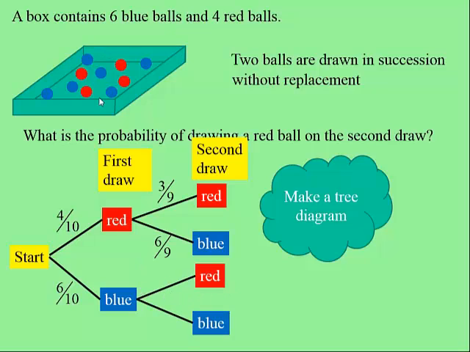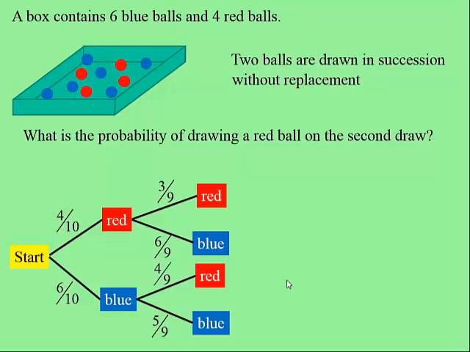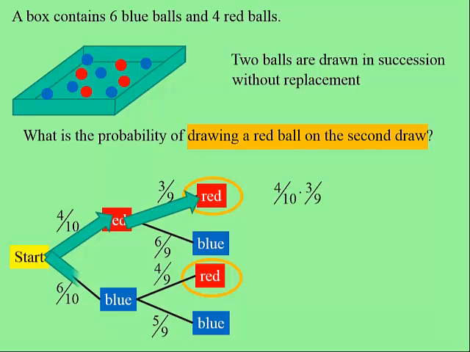If, however, a blue is drawn out first, the probability of drawing red would still be 4 out of 9. And blue, we take one of the 6 out, there's only 5 left, so 5 out of 9. Now in the tree diagram, to find the probability of drawing a red on the second draw, you just identify the branches that correspond to that. Here are the 2 branches that correspond to red on the second draw. We multiply at the beginning out to the ends of the branch, and then add those up.